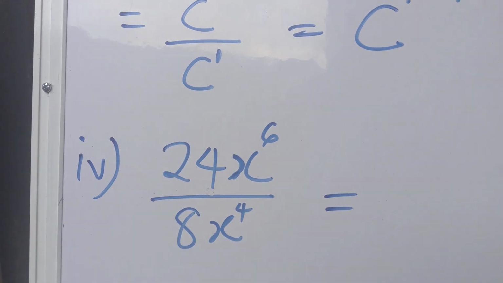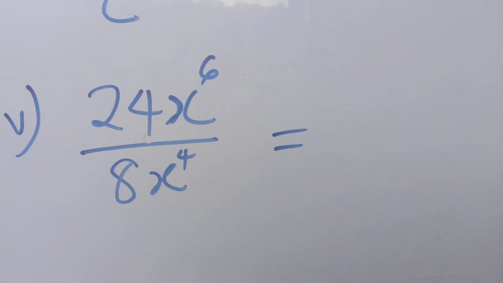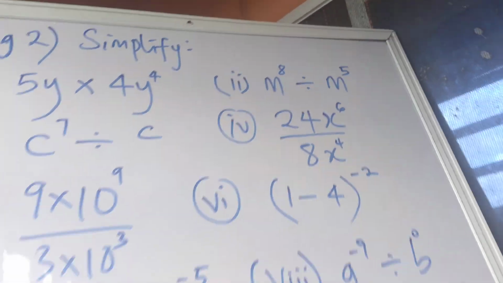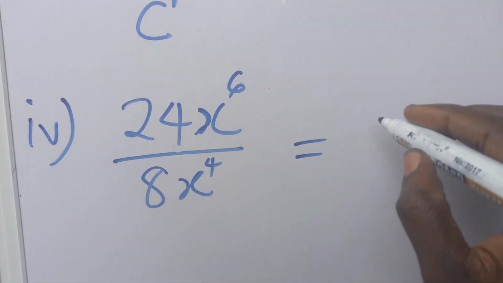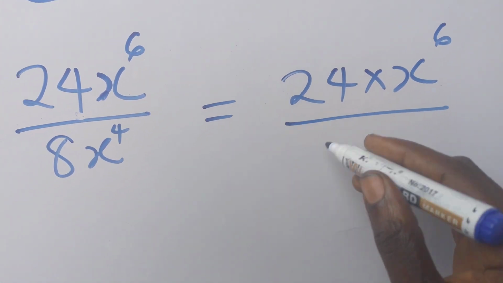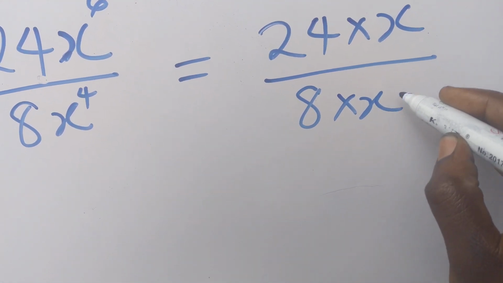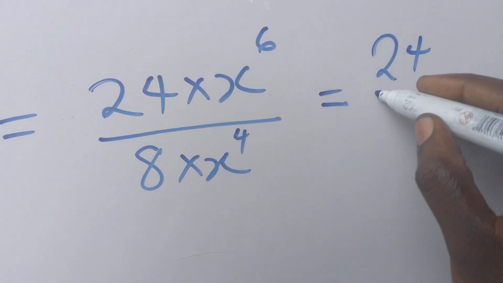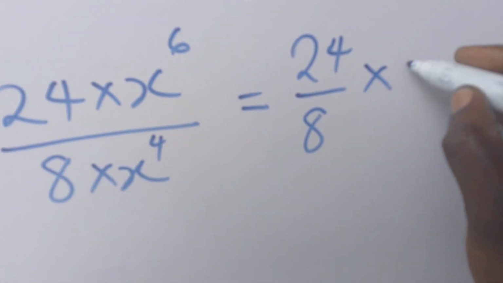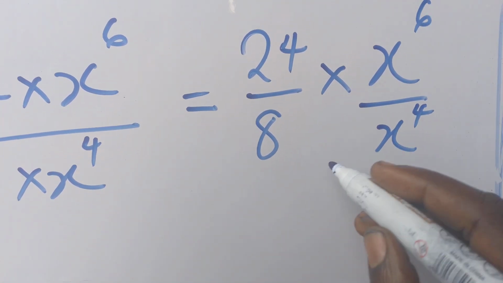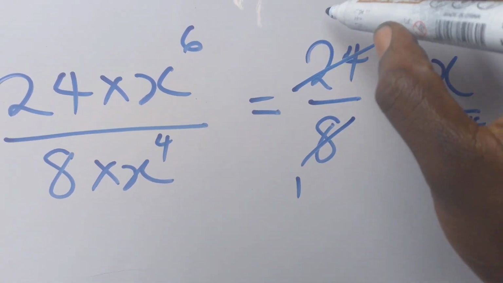We're having 24x raised to power 6 divided by 8x raised to power 4. The question is there on the board: 24x raised to power 6 all over 8x raised to power 4. So this will be 24 times x raised to power 6 all over 8 times x raised to power 4. If I split them, this is 24 over 8 times x raised to power 6 all over x raised to power 4. So 8 going into 24 is 3.